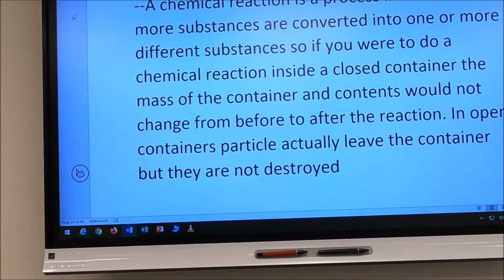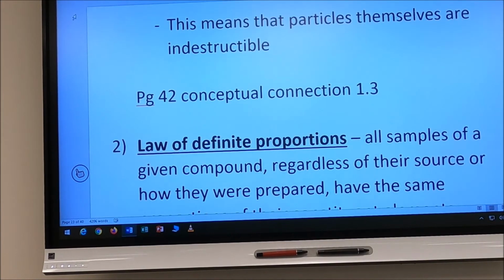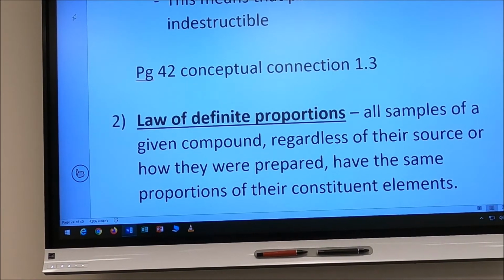Okay, keep scrolling. Okay? Now you can look at the conceptual connection on page 42, 1.3.